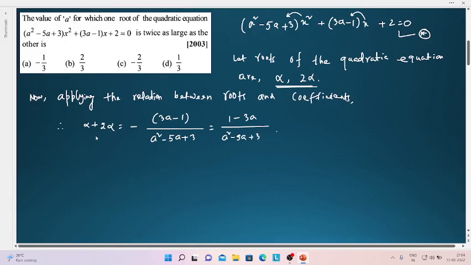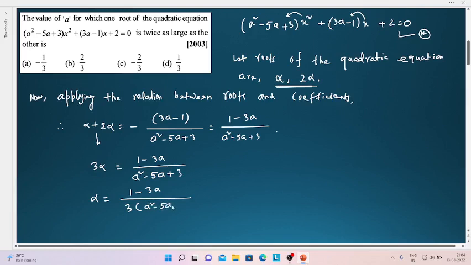Alpha plus 2 alpha will become 3 alpha, and 3 alpha equals 1 minus 3a upon a square minus 5a plus 3. So the value of alpha will be 1 minus 3a upon 3 times (a square minus 5a plus 3). This is the condition I got by solving the sum of the roots.